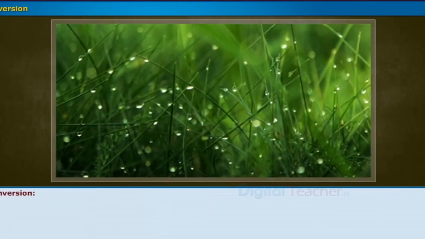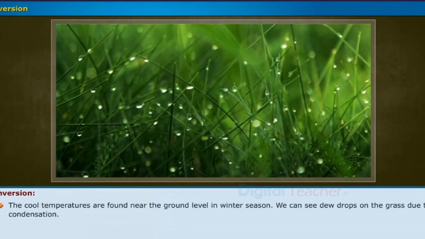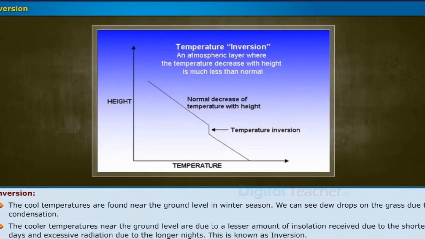Now, let us learn about the inversion. The cool temperatures are found near the ground level in winter season. We can see dewdrops on the grass due to condensation. The cooler temperatures near the ground level are due to a lesser amount of insolation received due to the shorter days and excessive radiation due to the longer nights. This is known as inversion.